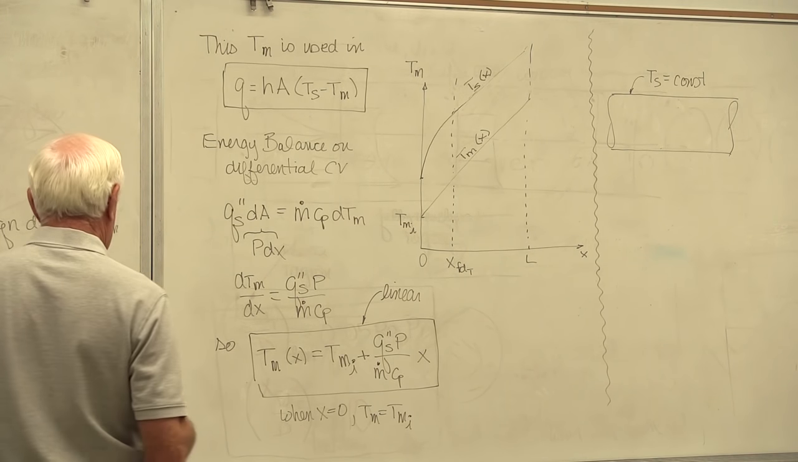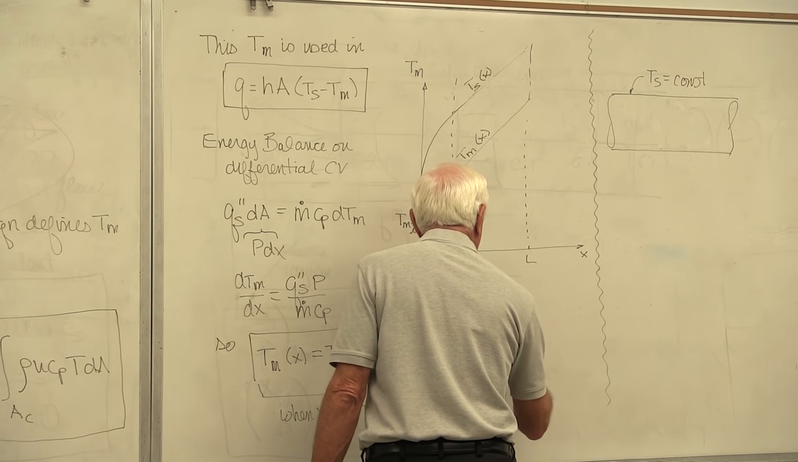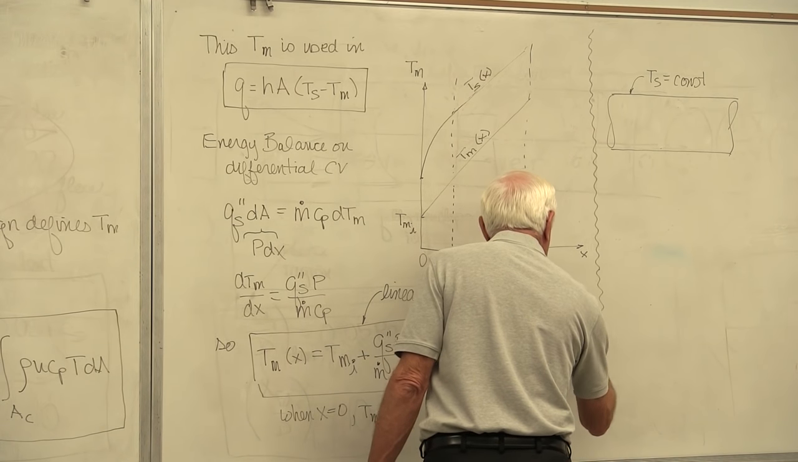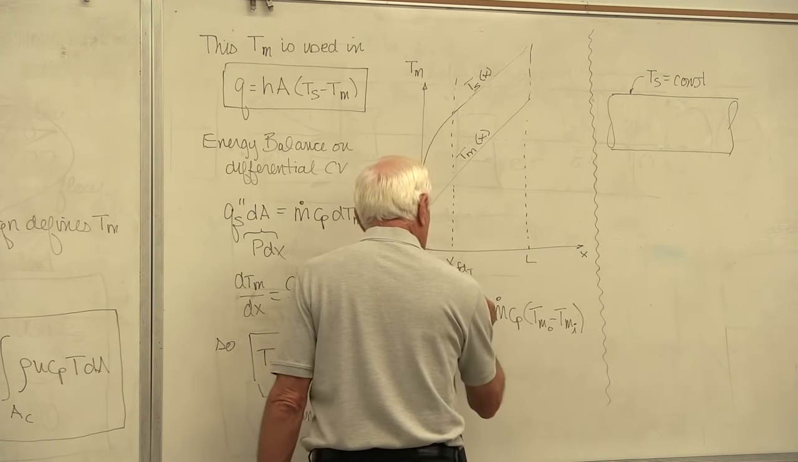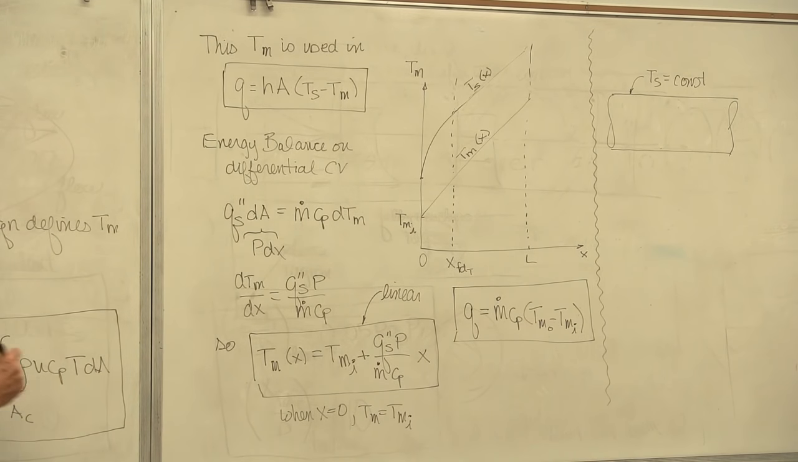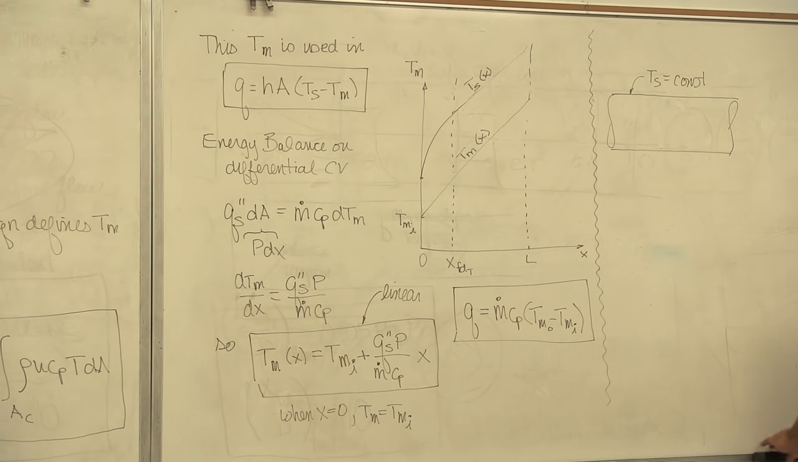Okay, now let's get Q. How do we find Q? Q, the heat transfer to the fluid, is m dot C sub p times T mean out minus T mean in. So, for the constant wall surface heat flux, we have two important equations. One gives you the temperature at any x value for that tube. The other equation gives you how much heat has been transferred to the fluid. Okay.